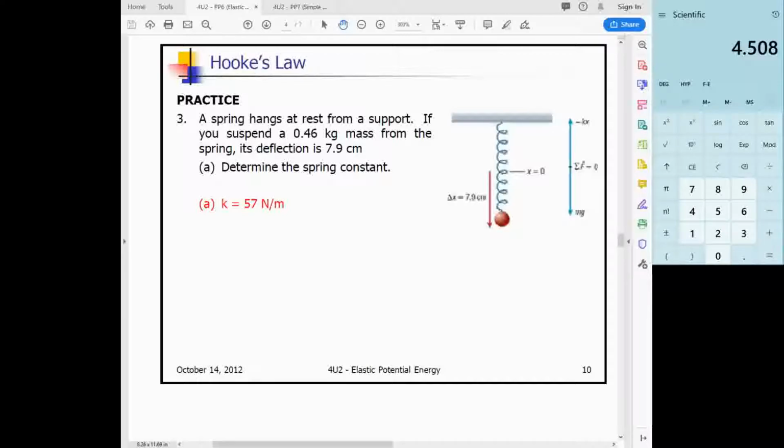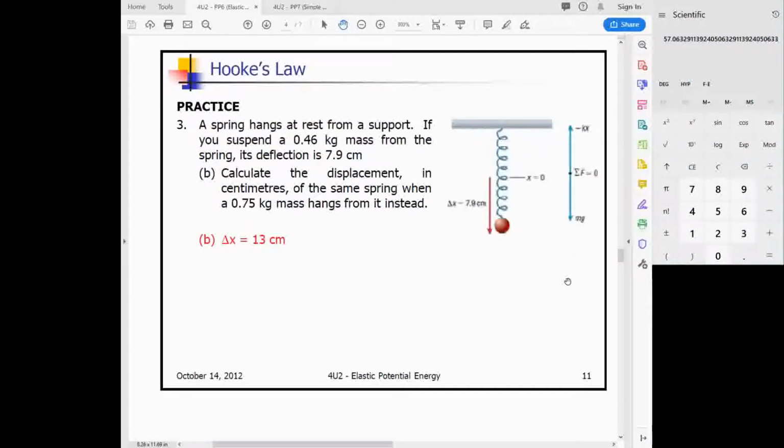So we divide this Fg by 0.079 meters. That gets us our k value of 57.06, and we round to just 57 because of the two significant digits. Same spring. We have the k value. I'm going to leave it in my calculator.